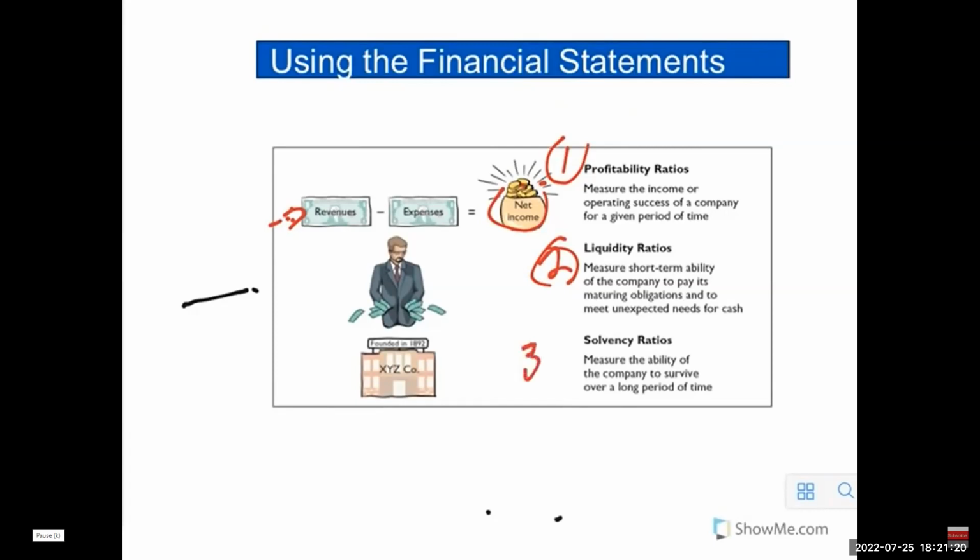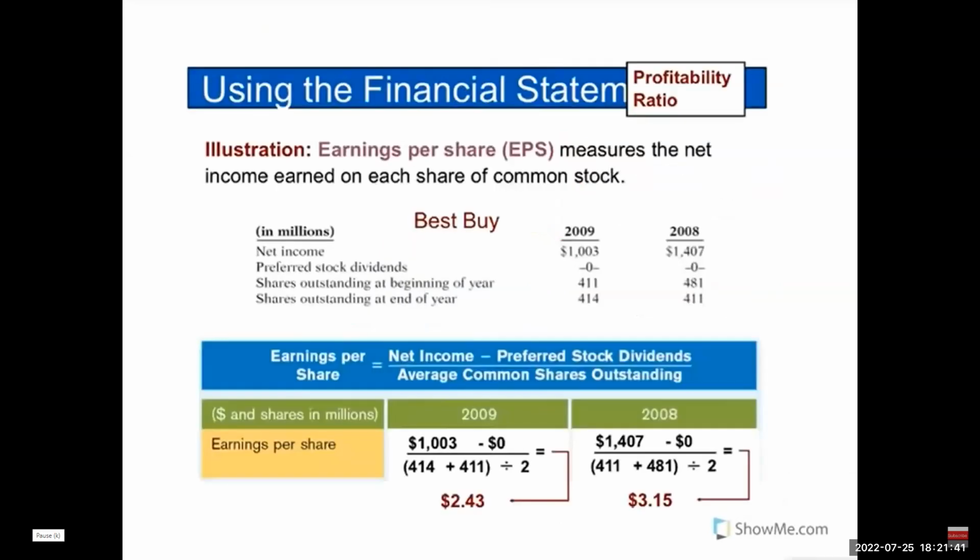Then there are ratios that are more long-term in nature. They measure the ability of the company to survive over the long term. Those are our debt-to-equity ratios, or debt-to-total asset ratios. These are the three categories of ratios. We're going to introduce them now, and later on, we will add more ratios in each of these categories.